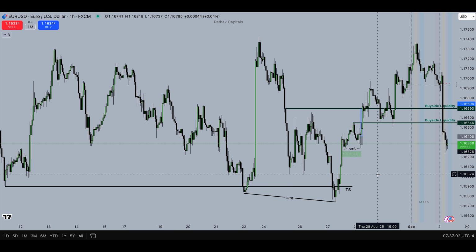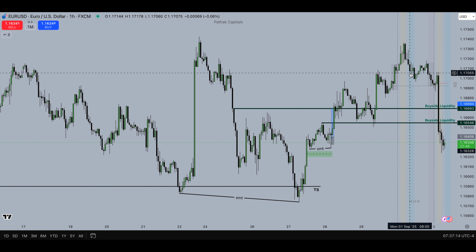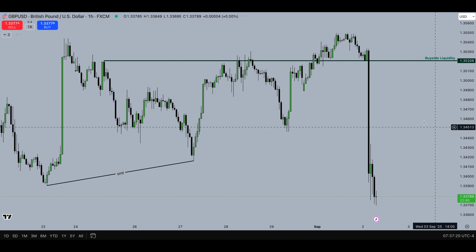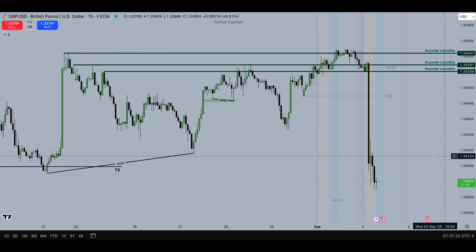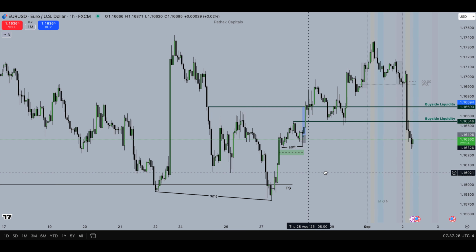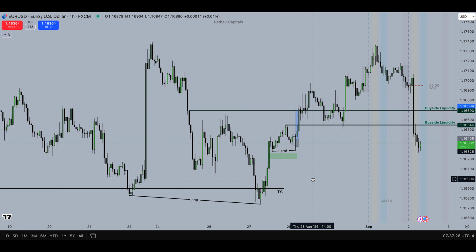Now, to begin with, SMT in simple words, it is a crack in correlation between two correlated pairs. For example, between Euro USD and GBP USD. So if Fiber is going higher, so will the Cable. And if the Fiber is dropping, so the Cable is melting as well. But here is where SMT comes into the picture.